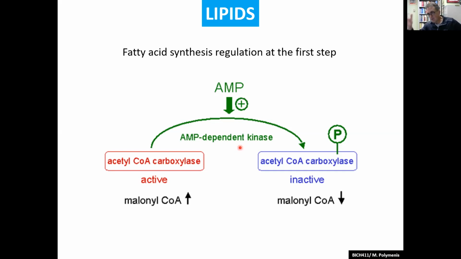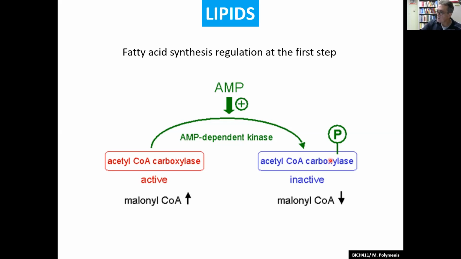Okay, let's think about this now. Phosphorylation of ACC will turn it off. Who puts the phosphorylation? This kinase. And how is that regulated? By AMP. That's why they call it AMP-dependent kinase. If you have a lot of AMP, the kinase will be on, ACC and fatty acid synthesis will be off. So AMP high, ACC off.